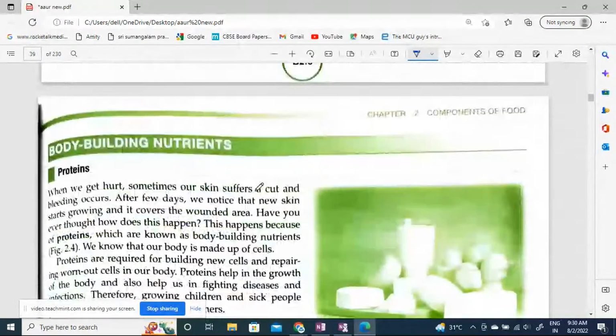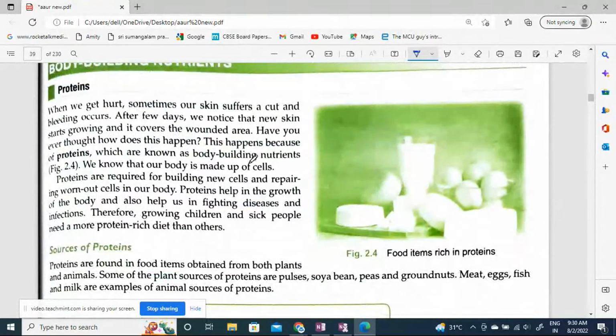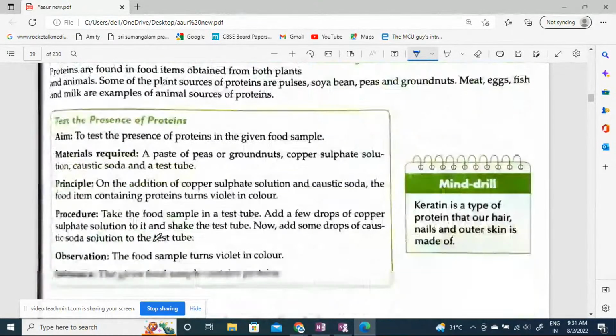Now the next topic, protein. Ready for the questions. When we get hurt, sometimes our skin cuts and bleeding occurs. After a few days, we notice that new skin starts growing. It is because of the protein, which is known as a bodybuilding nutrient. So proteins are required for building new cells and repairing worn-out cells in our body. Proteins help in growth of the body. They also help in fighting disease and infections. So protein is very important.